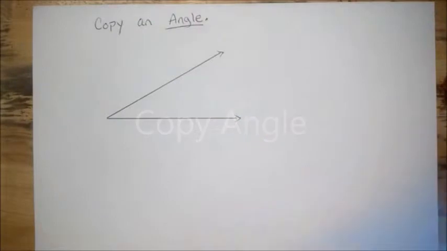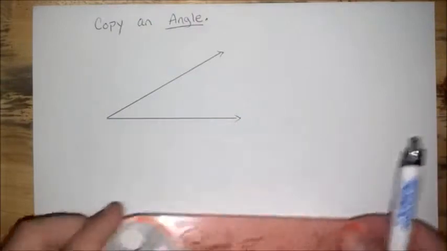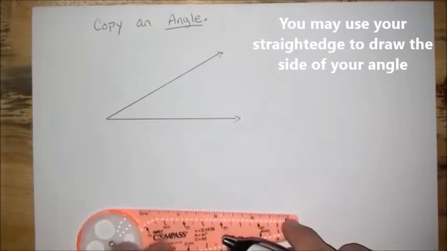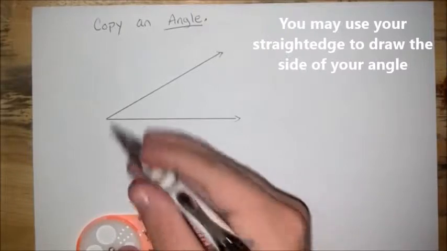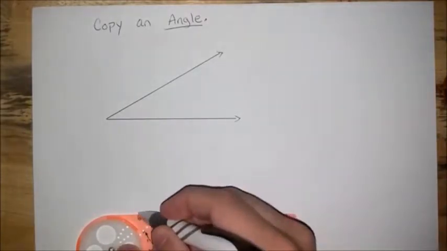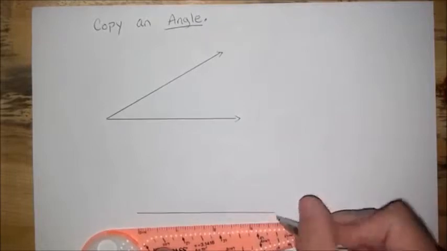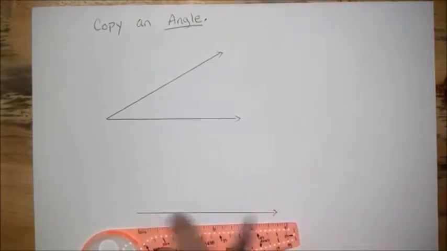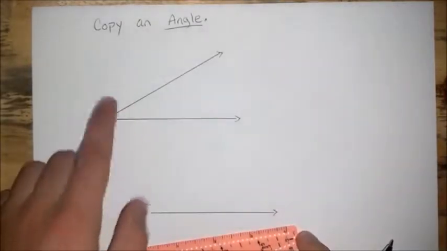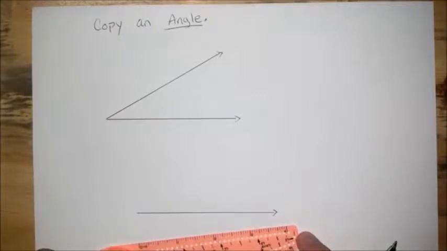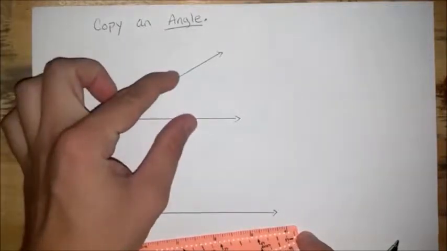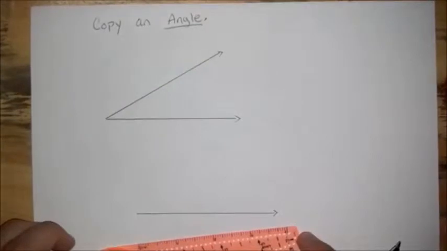Our first one is copying an angle. First, have an angle. Next, go ahead and use your safety compass and create a ray that will act as one of the sides for your angle. Right here, I've created basically one of the sides for my angle. Next, we have to figure out how big this gap is so that we can recreate it down here.